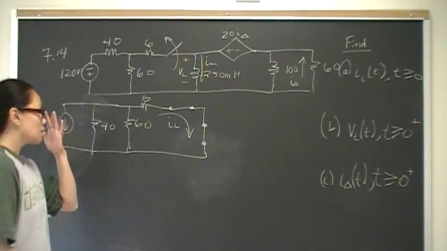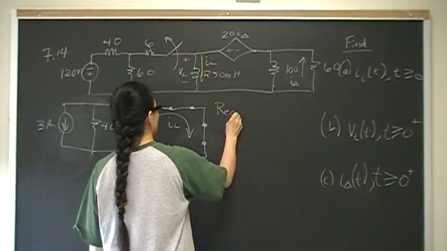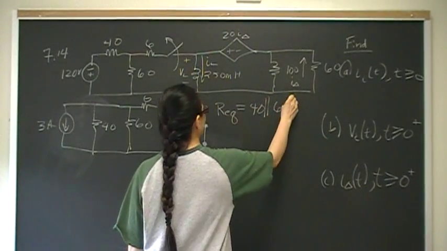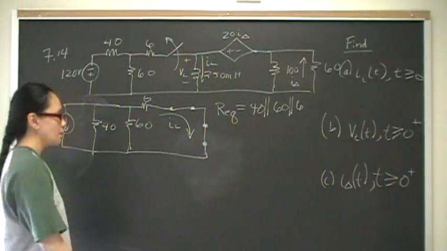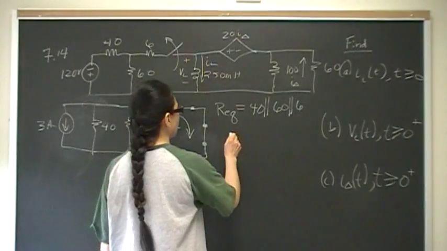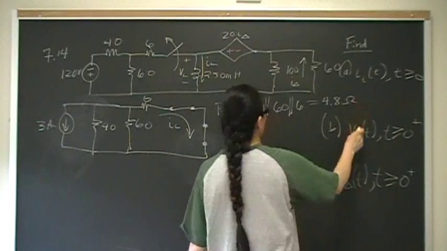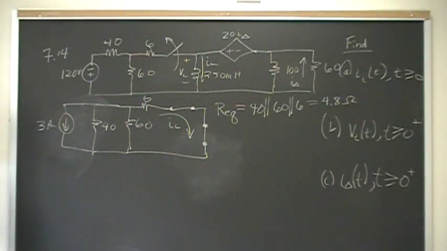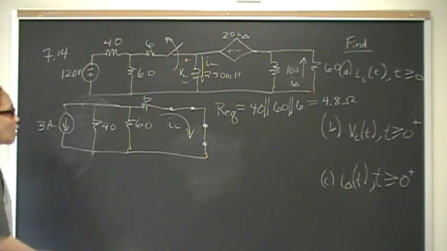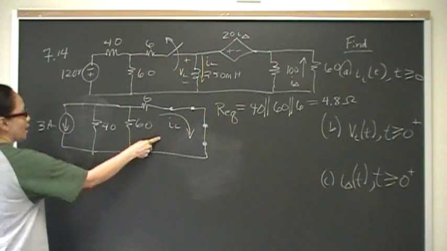It shorts it out. So now what we have here as far as equivalent resistance, REQ, that's going to be 40 in parallel with 60 in parallel with 6. Okay, so this reduces, and the equivalent resistance is going to be 4.8 ohms. So remember, go back to chapter 3 when we talked about current division. Current division says that this current is going to split. It's going to come down here, it's going to split 3 ways.